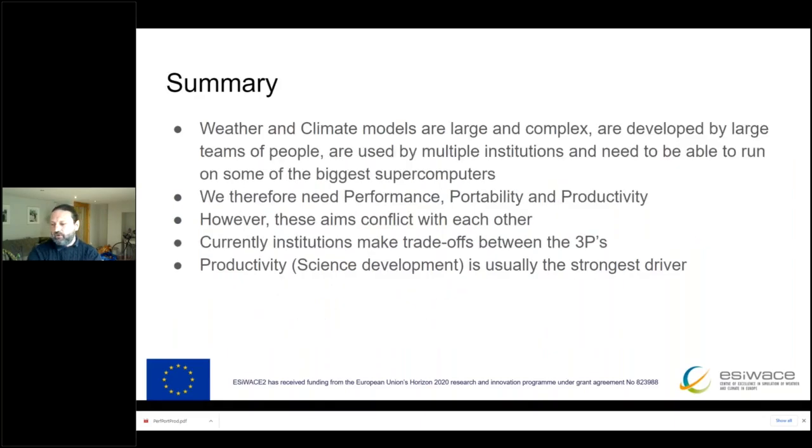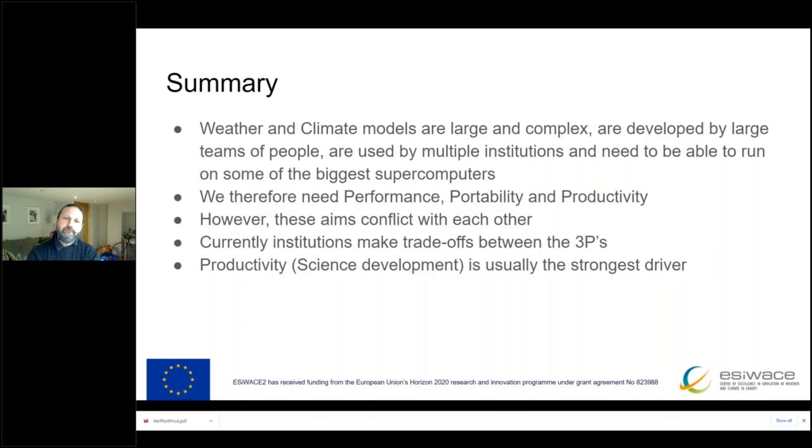So in summary, weather and climate models are large and complex, developed by large teams of people, used at multiple institutions, and need to be run on some of the biggest supercomputers. So we need these three things: performance, portability, and productivity. But these aims conflict with each other. And currently, institutions are making trade-offs between these. You can only have two out of three glasses of water. And typically, productivity, science development, is usually the strongest driver, quite rightly.